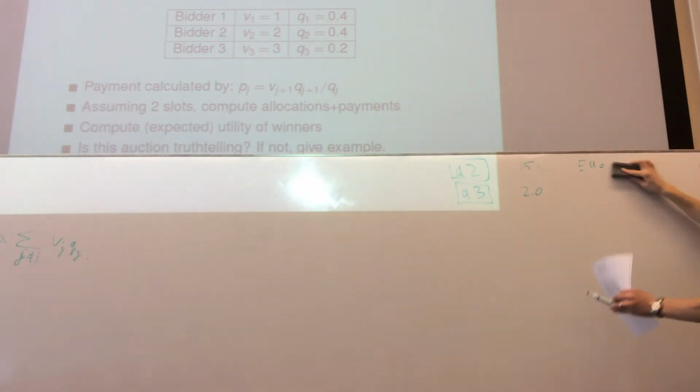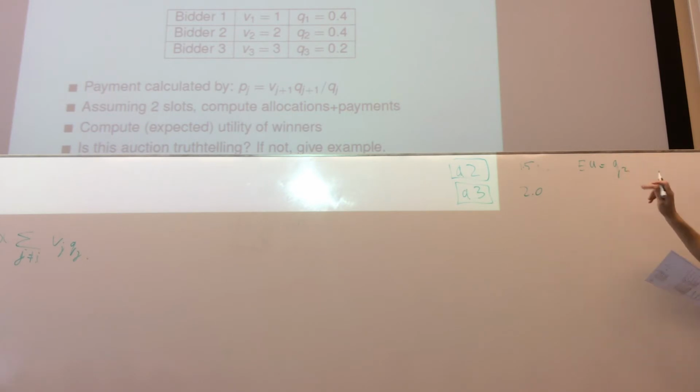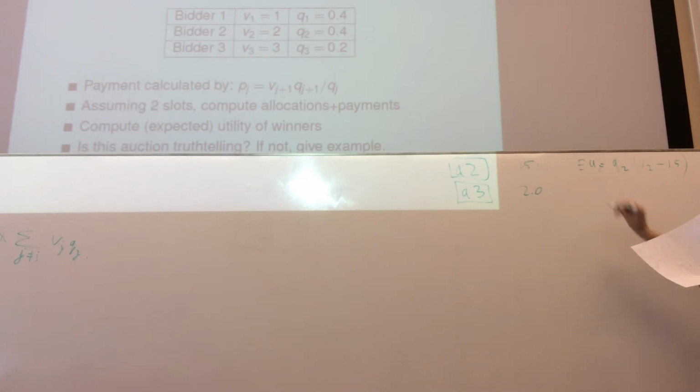So Q2 is the probability of being clicked, right? If he's clicked, then his utility is equal to V2 minus his payment, which is 1.5. If he's not clicked, then his utility is 0. So this is the expected utility of agent 2. The expected utility of agent 3.